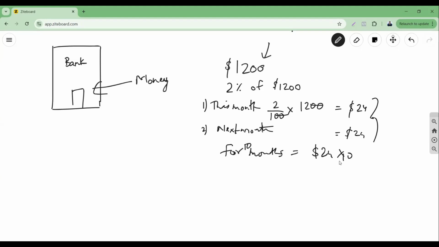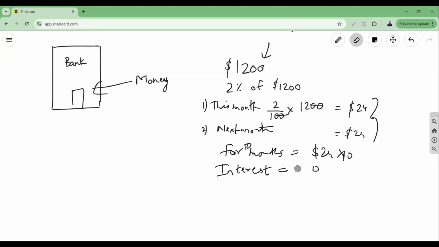So how do you calculate in the beginning itself how much is the extra money? That extra money is called the interest. Apart from the $1,200 that you had given, whatever extra money that you're going to get is called interest. And now that interest is calculated how? You have this $1,200, right?